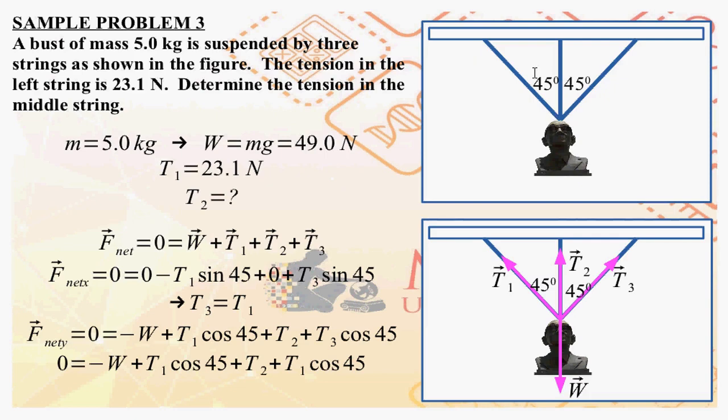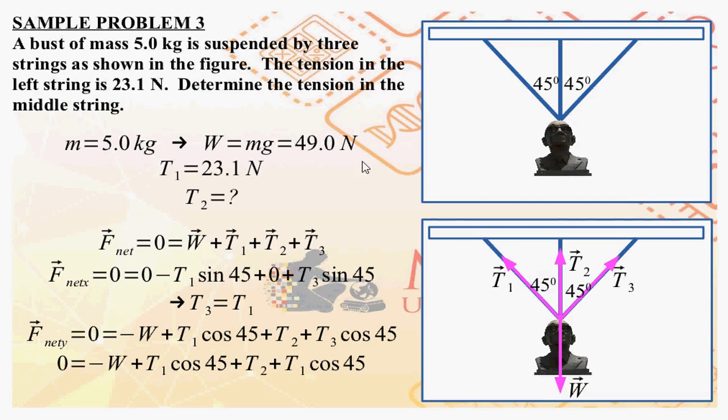So, string 1, tension is 23.1 newton. So, T1 is equal to 23.1 newton. String 2, we are asked to get the tension in string 2. So, T2, we are looking for. Mass of the object, the bust, is given, 5 kilograms. If we know the mass, we know the weight of the object and vice versa. So, mass is 5 kilogram, the weight magnitude is just mg, which will give you 49 newtons.